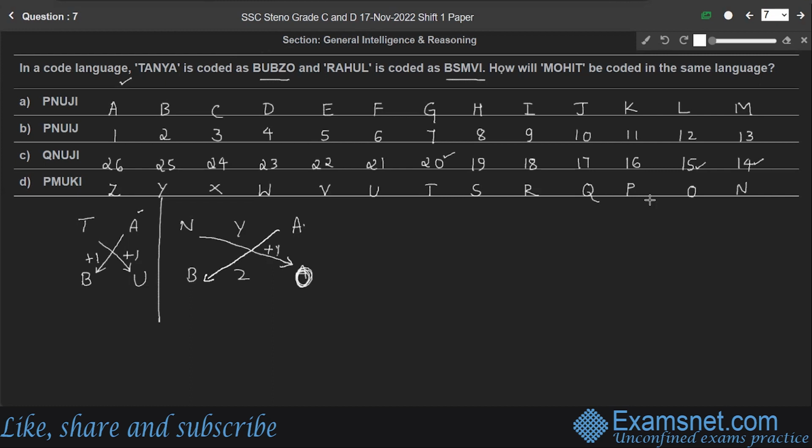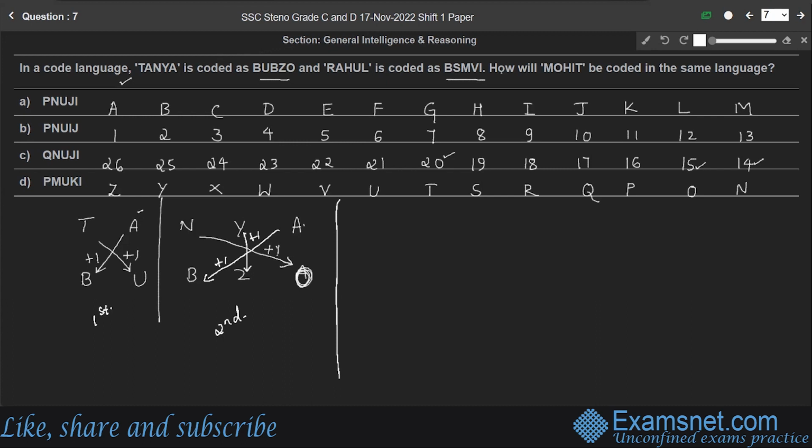If you split the code into first and second parts, in the second part the first letter is B, so A plus 1 is B. Consider the middle letters Y and Z. Y plus 1 is also Z. We just have to add 1 here. The pattern is like this: we split the given word and the code into two parts.